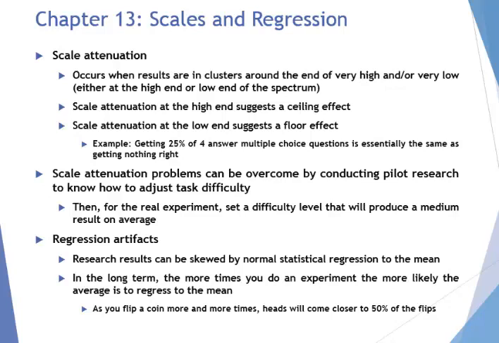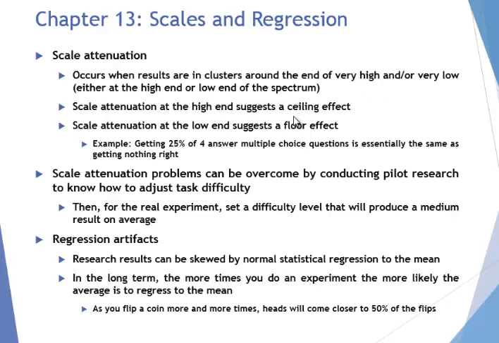The second to last chapter, and the last chapter with really any heavy-duty statistics, is the chapter on scales and mostly regression. Scales, and we discussed this before, is basically how things are measured. Scale attenuation, which is when the scales don't seem to work out too well, when you have results that are too high, too low, or basically too scattered to really work, occurs when results are in clusters around the very high end of the spectrum and or around the very low end of the spectrum. Could be either one, or it could just be both.